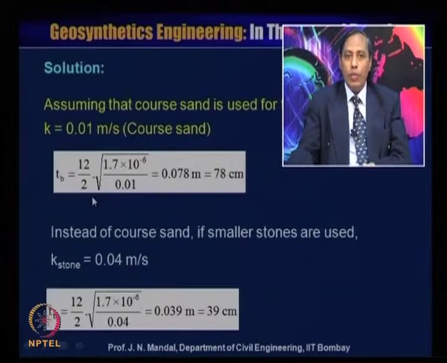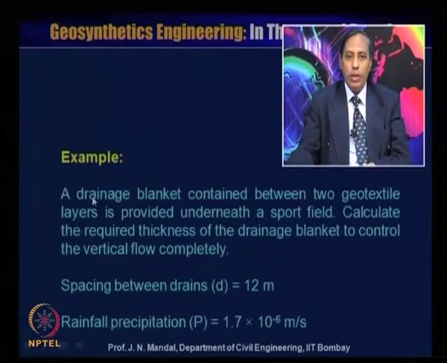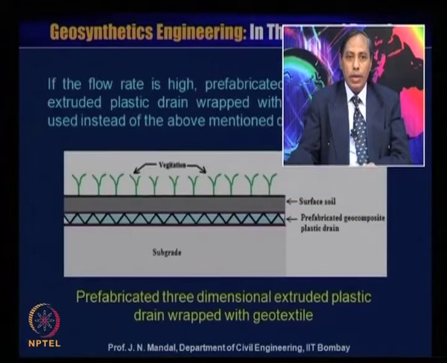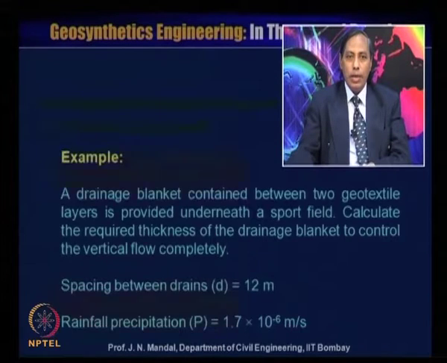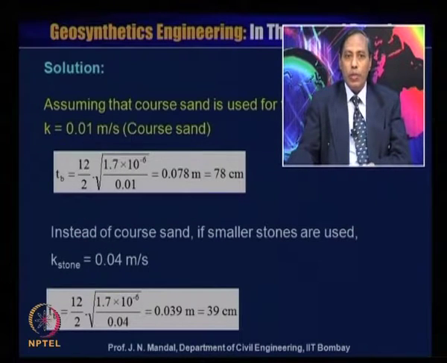TB will be equal to, using the earlier equation, TB equals D by 2 root over P by K. So, it is 12 by 2 root over P by K, that is 1.7 into 10 to the power minus 6, divided by 0.01. This will give TB as 0.078 meter or 78 centimeter.